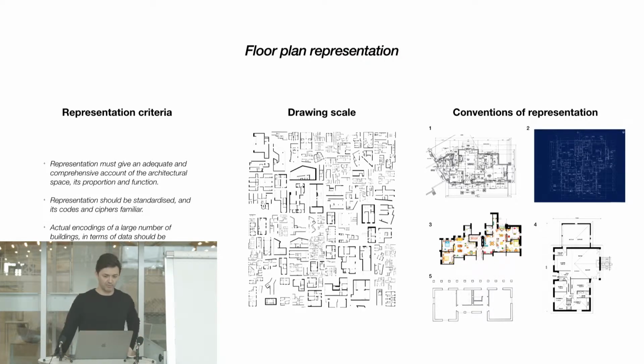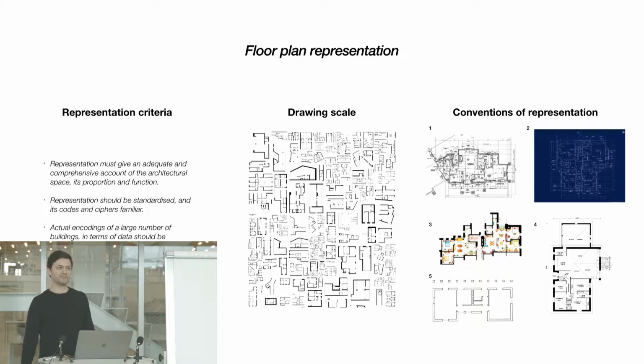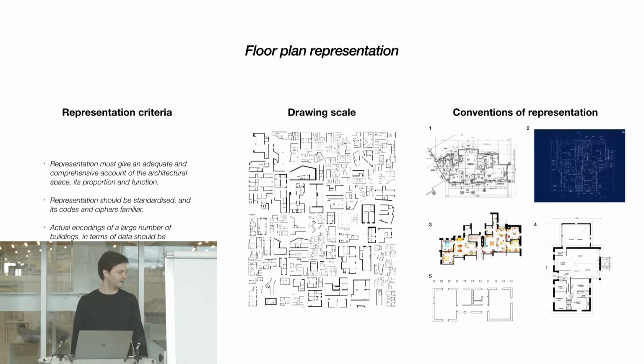But then there's another problem. If you look at the image on the right, you can see that architectural space can be described in many different ways. For example, it can be described for construction, with all the dimensions and everything. Then it can be described as a blueprint. It can be described as, for example, number 3 is from the TV show Friends. It's the two apartments that they have. So someone decided to describe it in a certain way.